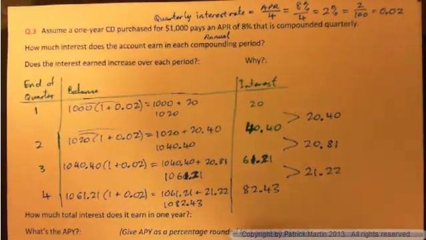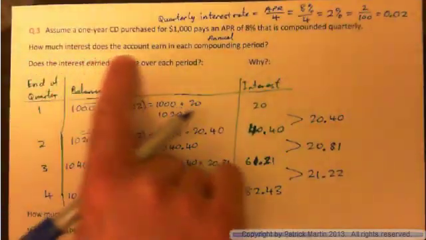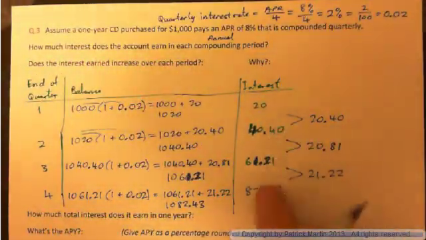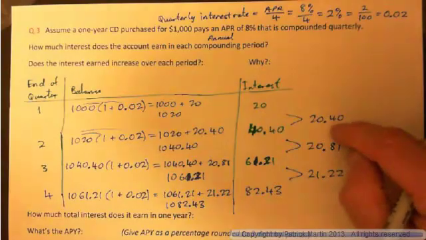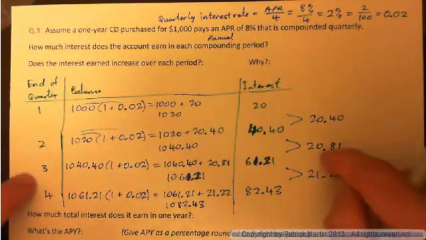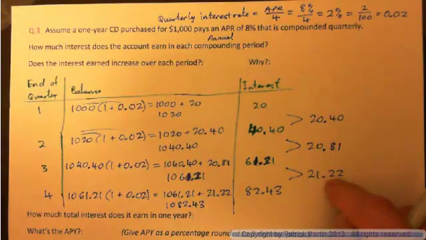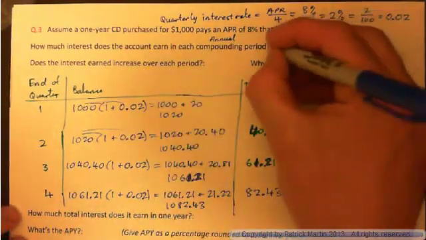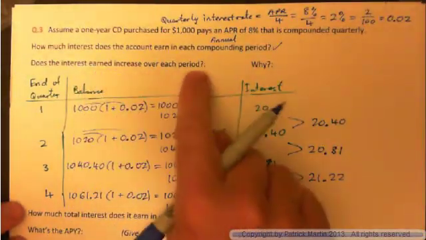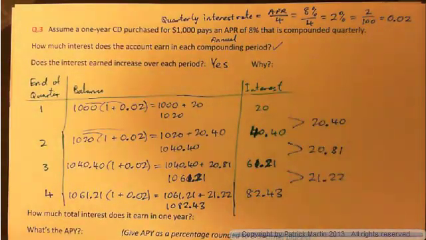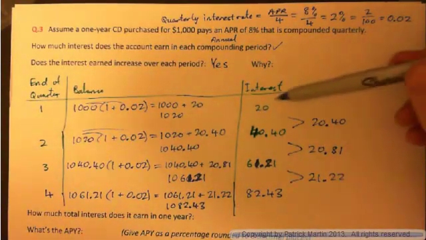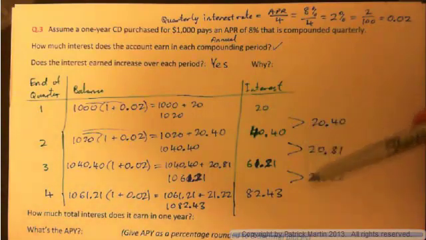Okay, so the point is, let's just answer these questions again. How much interest does the account earn in each compounding period? In the first period it's $20, in the second period it's $20.40, in the third period it's $20.81, in the fourth quarter it's $21.22. So we've done that one. Does the interest earned increase over each period? Yes, it does. Why does the interest earned increase over each period? Why don't we just keep earning $20 extra interest? Why do we earn 20 and then 20.40, then 20.81, then 21.22? What's going on there?